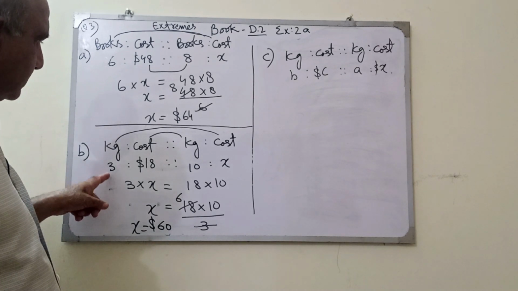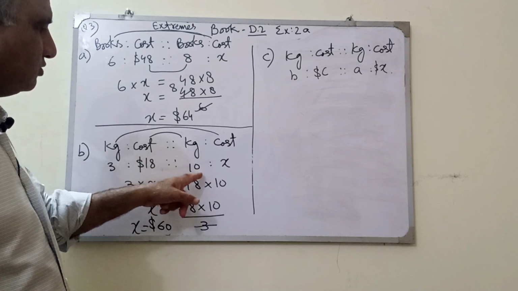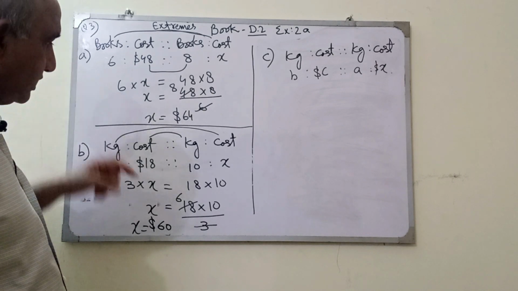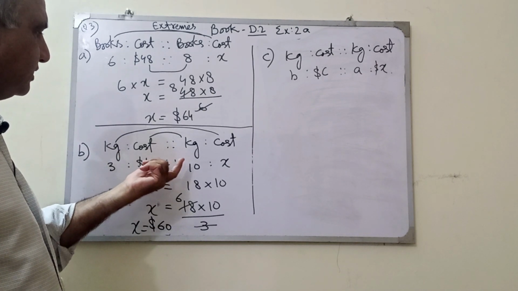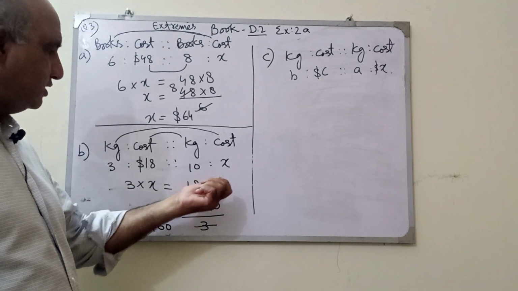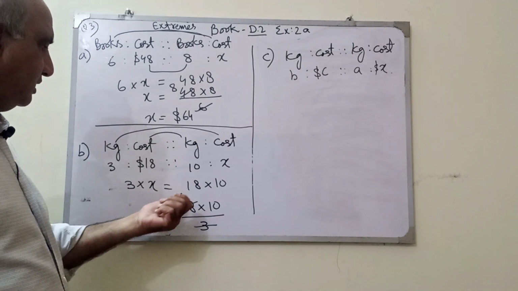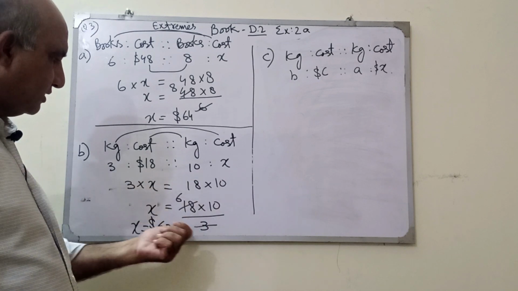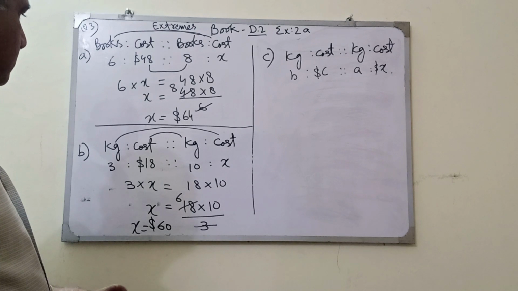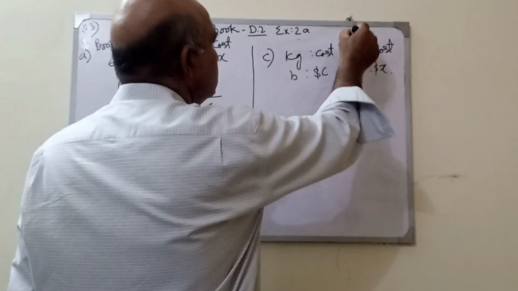Here he is saying that if the cost of 3 kg of sugar is $18, find the cost of 10 kg sugar. So what we have done first, similarly we have written that product of means is equal to product of the extremes: 3 into x is equal to 18 into 10. As we are going to find the value of x, 18 into 10 is divided by 3. In this way we have found the cost of 10 kg sugar. Now here again we apply the same formula.